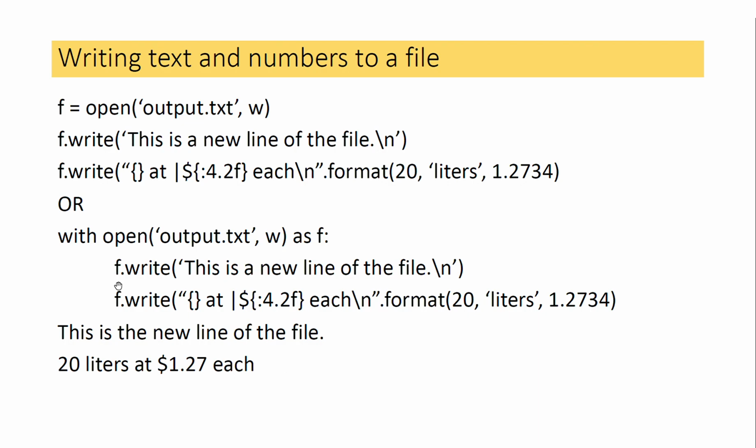Or you can have open output.txt comma w as f. So what you can write is f.write. This is the new line of the file, backslash n. You write parenthesis, absolute of string, colon 4.2f, and each backslash n, with a format of 20 liters 1.274. So this is the new line for each file. So this is a way that the format can be written.